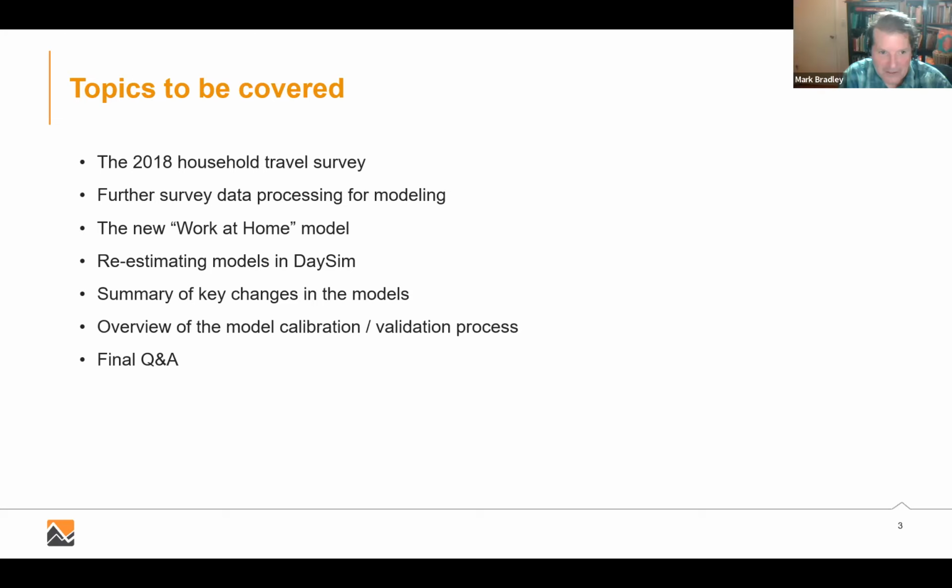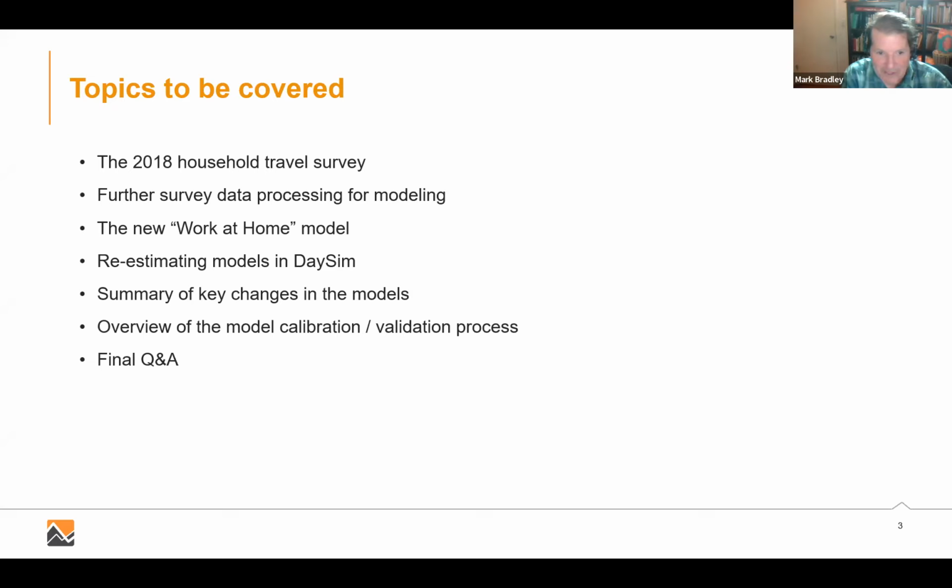Based on what we had learned since that survey, we redid some of the data processing for modeling. We put a new model into DaySim in this project, for people who don't work at home all the time, but choose to telecommute some of the time. So work at home some days, or actually during the pandemic, a lot of people have been working at home all the time, even though they have another office that they may go back to at some point.